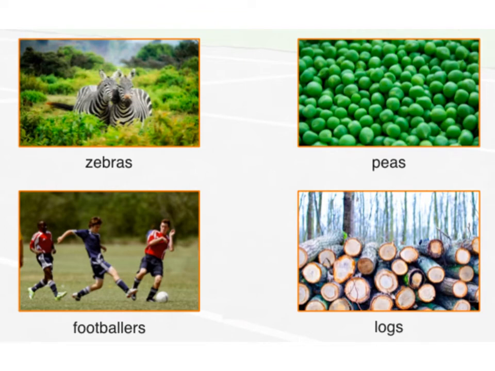For most words, when we want to change it from being singular to being plural, all we have to do is add an S on the end. Zebra becomes zebras. Pea becomes peas. Footballer becomes footballers. And log becomes logs. All we had to do to these words was add S on the end.